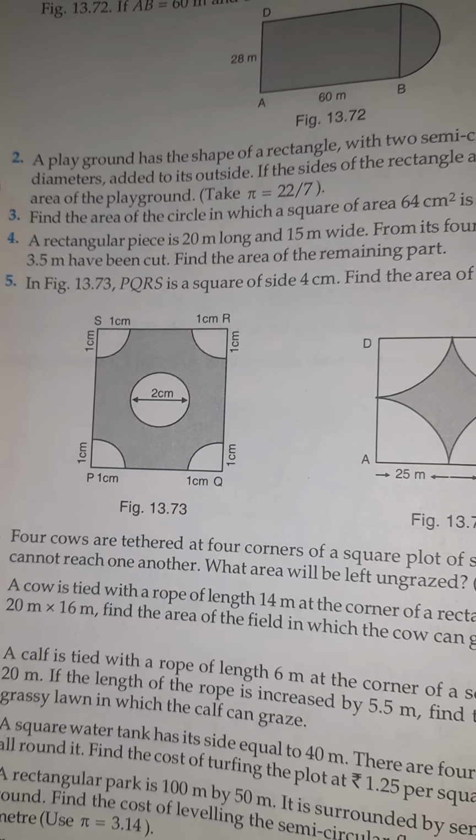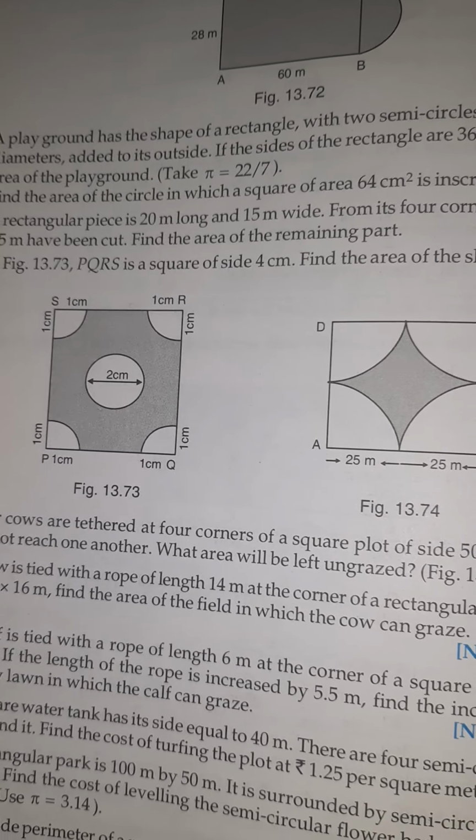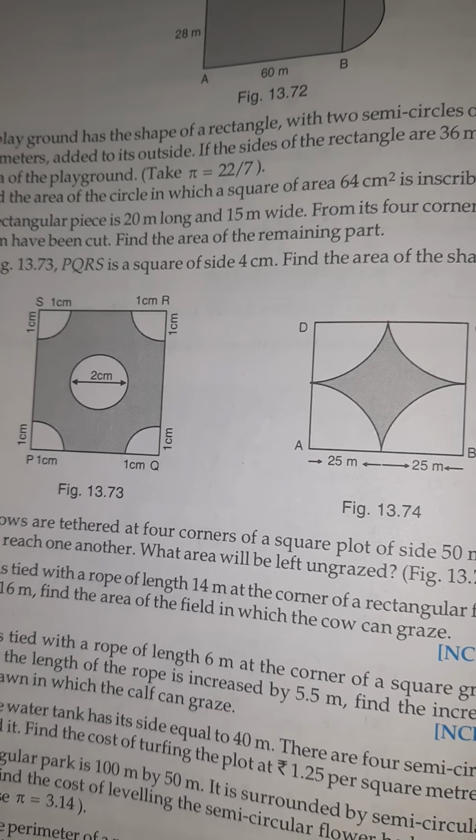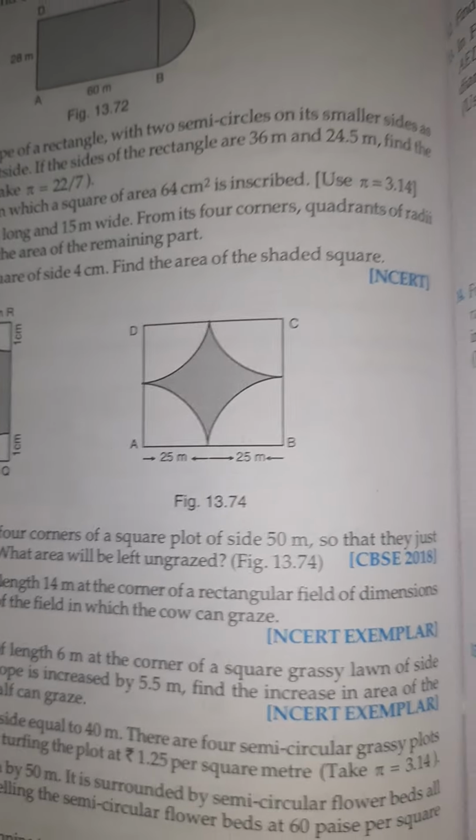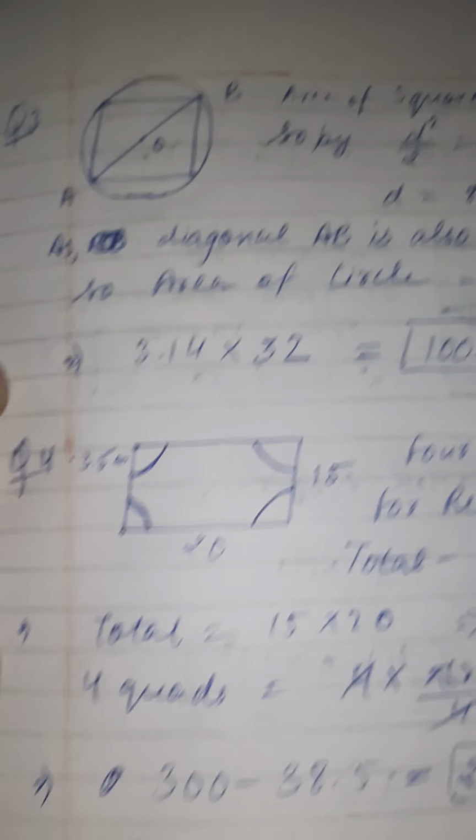Okay, now we shall move forward to question number three. Here's question number 3. It's saying that we need to find the area of a circle which is inside a square of area 64 centimeters square. So yeah, I have drawn a figure here.